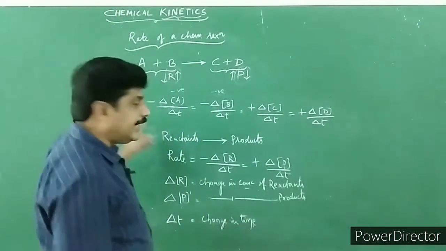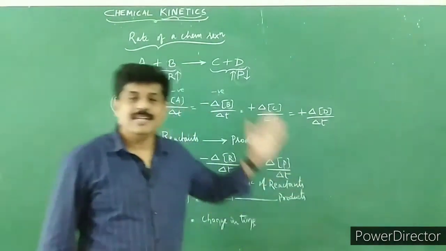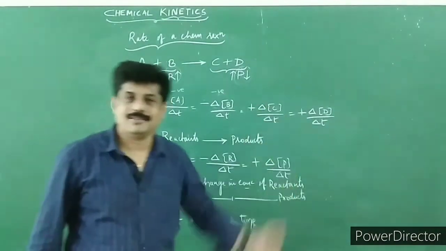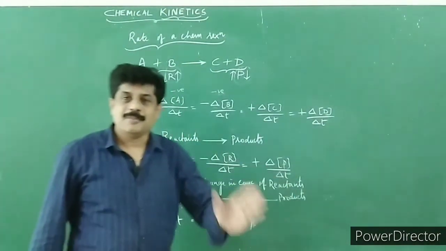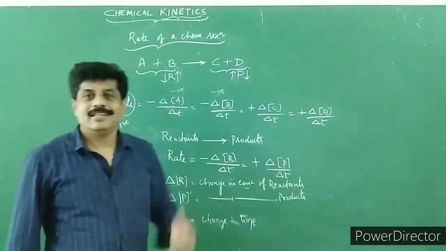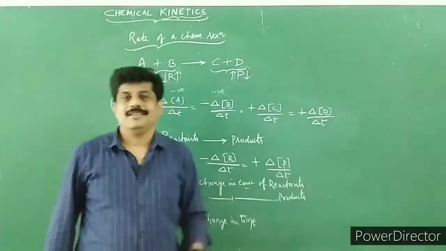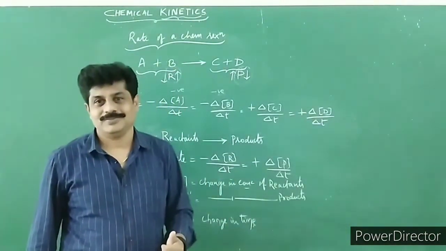Remember, the rate of a reaction can be determined by change in concentration of any one of the reactant or product. Not only that, we can also measure rate of the reaction by measuring change in pH, change in color, change in volume, or change in pressure also.